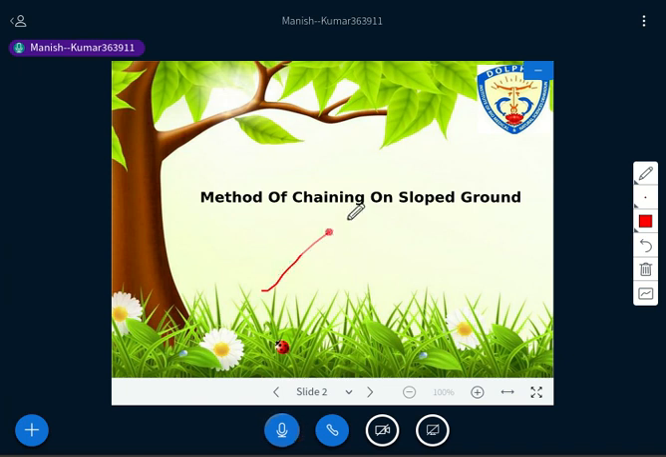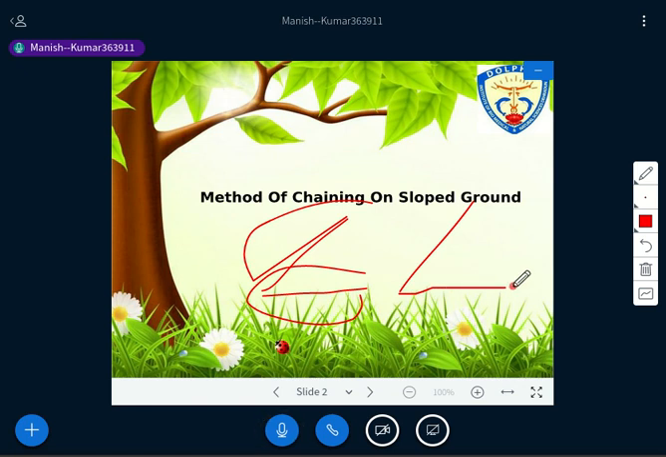So generally, when we talk about chaining on sloping ground, what does it mean? It means we have to measure the horizontal equivalent of the sloping length. Is it clear? Try to understand that it is sloping ground and we have to take the measurements. As we all know, in chain survey we have to take only the horizontal distances, so we have to measure this distance, which should be the horizontal equivalent of the sloping ground. So there are certain methods that have to be employed for chaining on sloping ground, right?